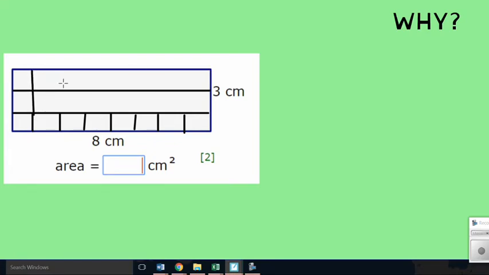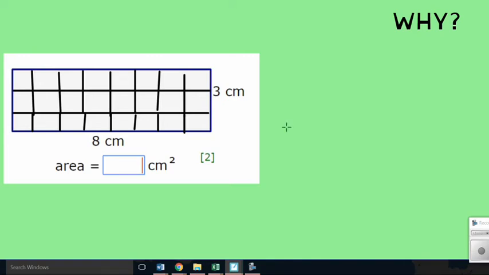So it would look something, I know it's a bit wonky, just bear with me. You get the idea. It would look something like this. Okay? So you've got 8 centimetres going across and it's going up into 3 rows.